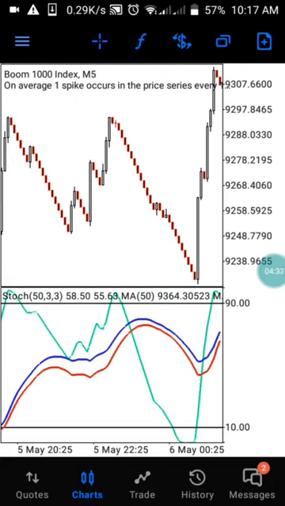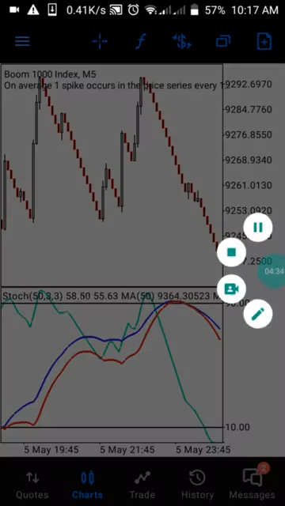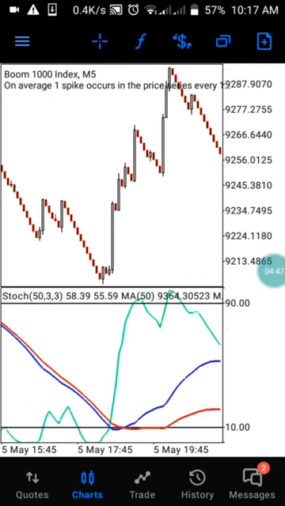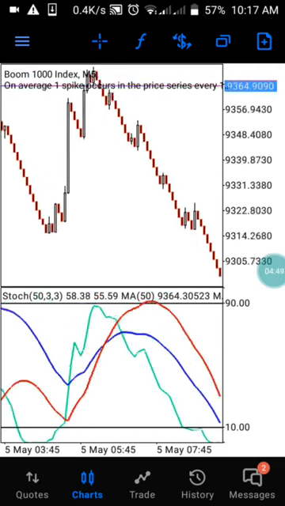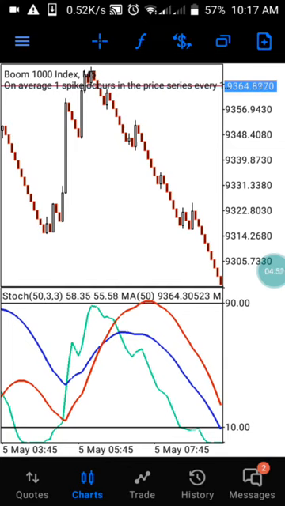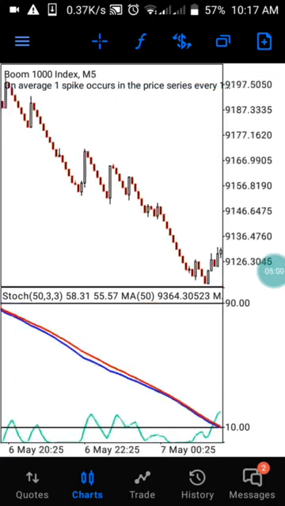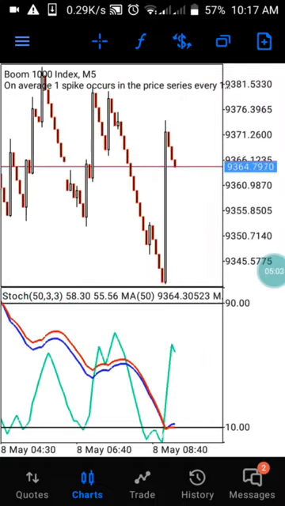And you see that same thing happen here. Once it reaches above the 90 level, you wait for the two moving averages to cross over, and once it crosses over, you enter your trade at this level. Another one is here. So you can also catch up to $10 in a day if you stick to the rules of this strategy, guys. It works on Boom 1000 and it also works on Boom 500.